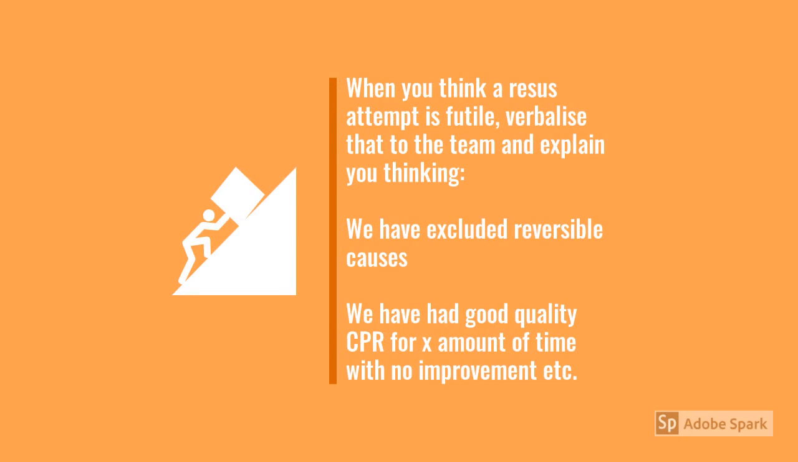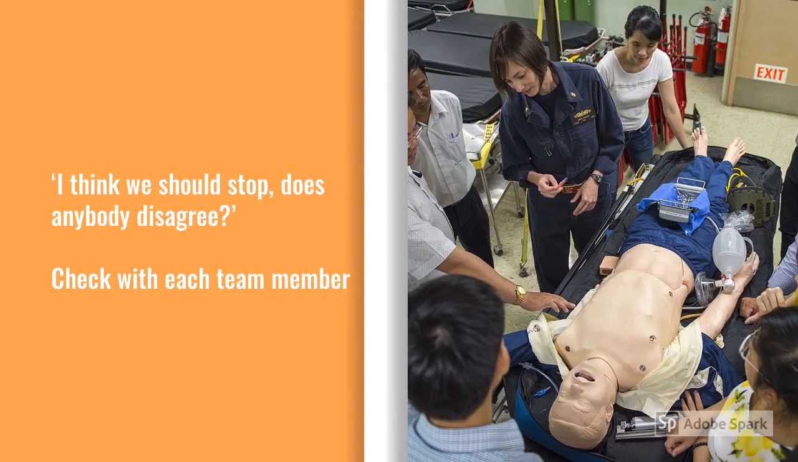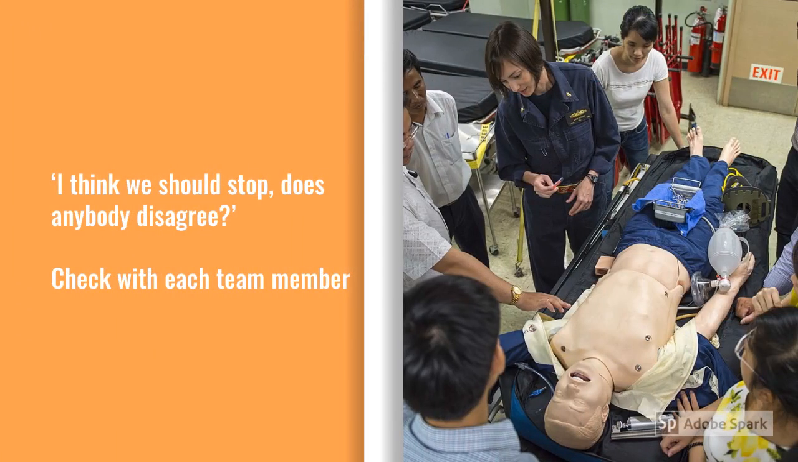So you say, what we've got here is an elderly lady or a frail lady who's been in whatever rhythm for a certain period of time. I think the likelihood of survival is very low. The likelihood of surviving with a good neurological outcome is even lower. We've excluded any reversible cause. We have true asystole on the echo probe. I think we should stop. Does anybody disagree? And then you just go around each team member, and if anybody disagrees, then you discuss it there and go forward.